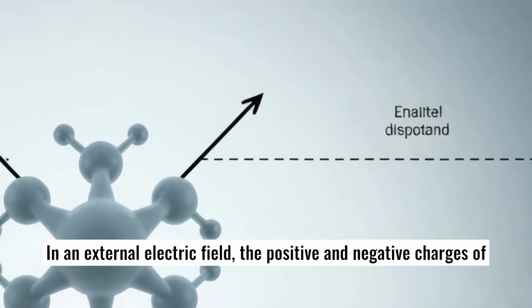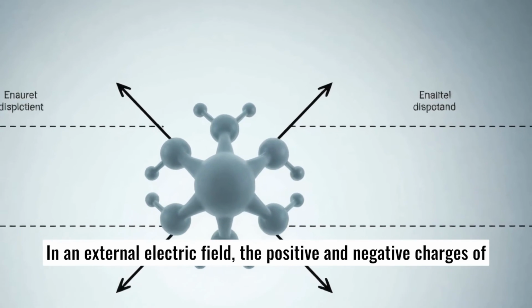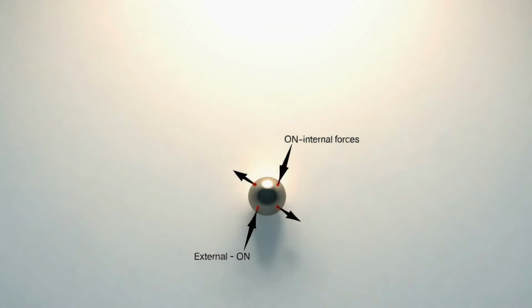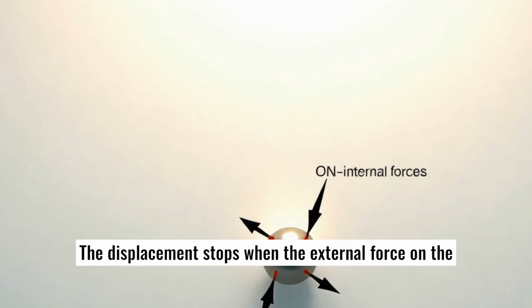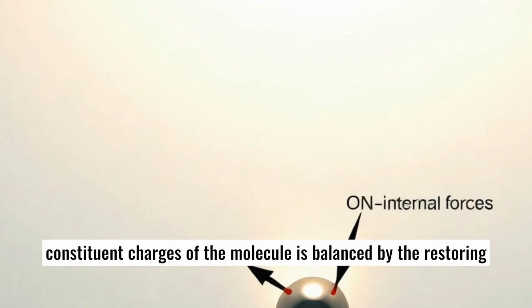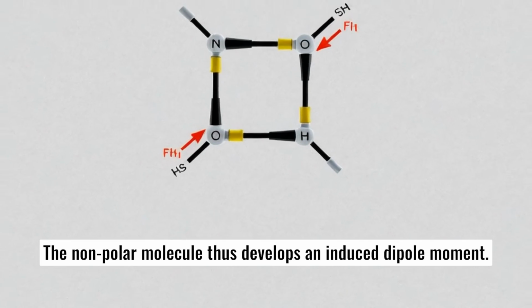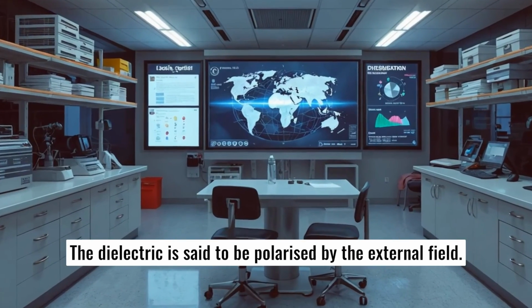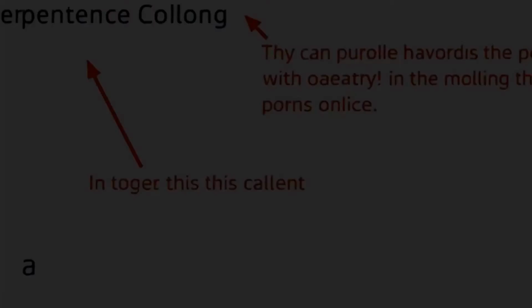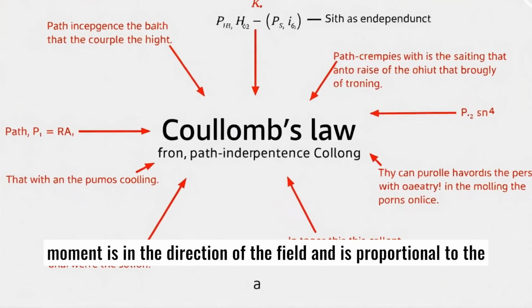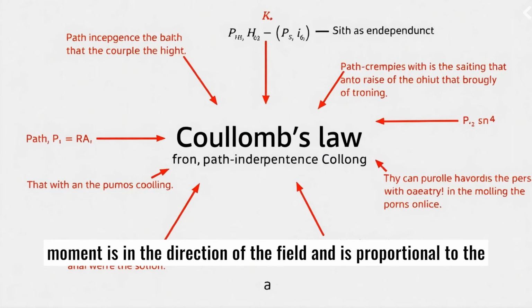In an external electric field, the positive and negative charges of a nonpolar molecule are displaced in opposite directions. The displacement stops when the external force on the constituent charges of the molecule is balanced by the restoring force due to internal fields in the molecule. The nonpolar molecule thus develops an induced dipole moment. The dielectric is said to be polarized by the external field. We consider only the simple situation when the induced dipole moment is in the direction of the field and is proportional to the field strength.